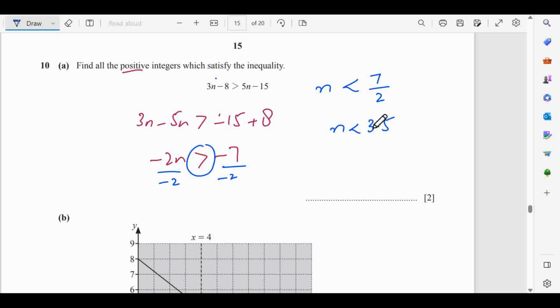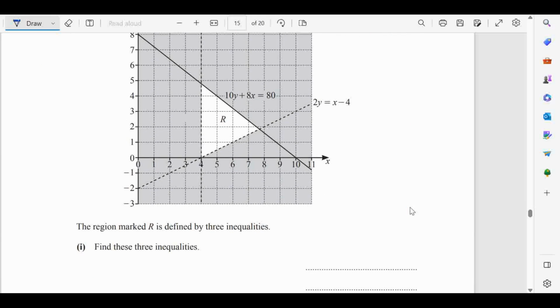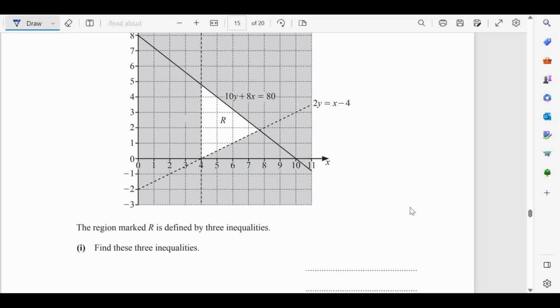Now, find all the positive integers. So the positive integers will be: n will be 3, then n will be 2, then n will be 1. So this will be the final answer. Let's move to the second part, part B. The region marked R is defined by 3 inequalities.